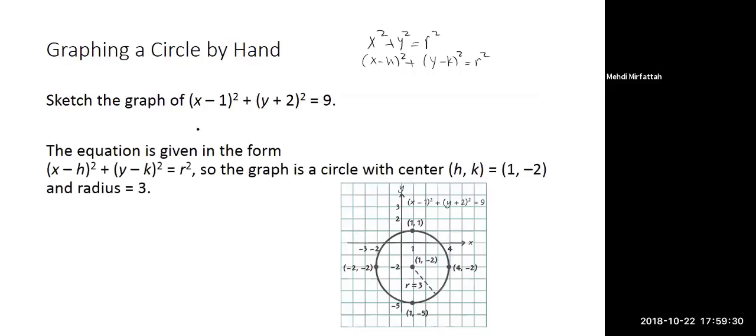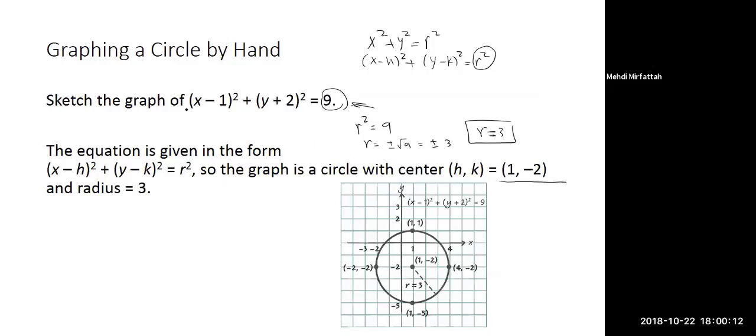I'm going to locate my center. My center is 1 and -2. And from here, I'm going to move the square root of 9, which is 3, up, down, right, left, and then I can recover my circle. This would be a graph of a circle when it's not at the center, if the radius is 3. You see, this number is r squared, right? So r squared is equal to 9. So r must be equal to plus and minus the square root of 9, which is plus and minus 3. But we're going to use 3 because the radius has to be positive, right?